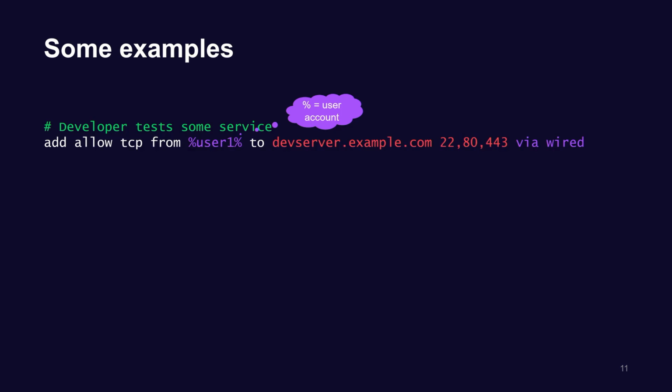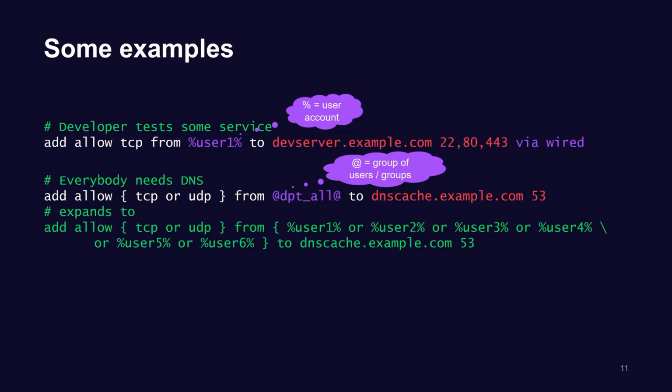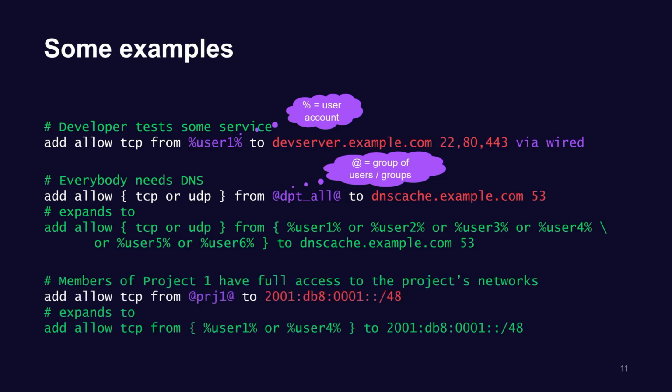Here's the sample rule we have in our database. The rule tells us that the user, user1, has access to the dev server using SSH, HTTP, and HTTPS. And the percent mark denotes that this is just a user. This is a group rule. It allows all the staff members to the DNS cache. And another rule is all about giving access for all the developers to some network for their project.